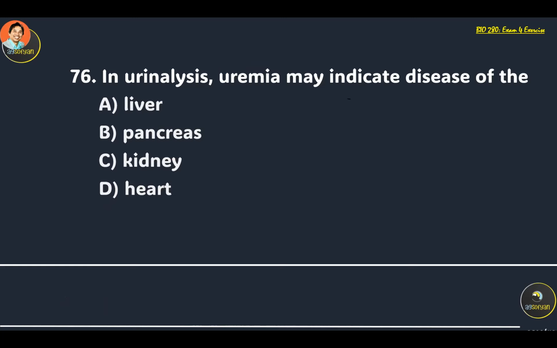In urinalysis, uremia may indicate disease of the urine. Emia is blood. So this is urine in the blood. It can indicate there is something happening in the kidney.